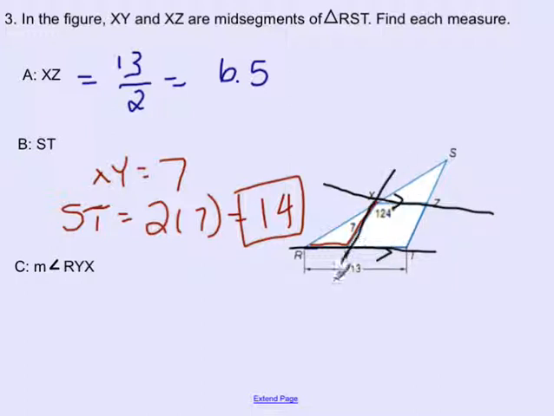Now here I have a transversal coming down. So let's think about what we know about parallel lines. We're trying to find this angle right here. What I noticed is that this angle and 124 are on the inside of the parallel lines, on opposite sides of the transversal. That makes them alternate interior angles. So this guy right here has to be equal because they're alternate interior angles. So that's 124 degrees.